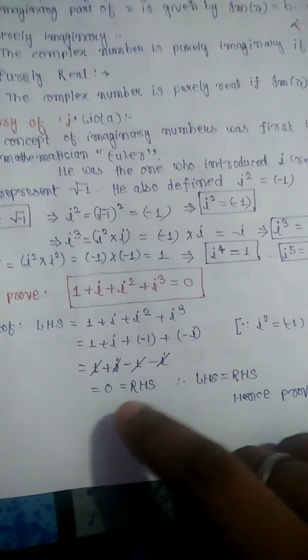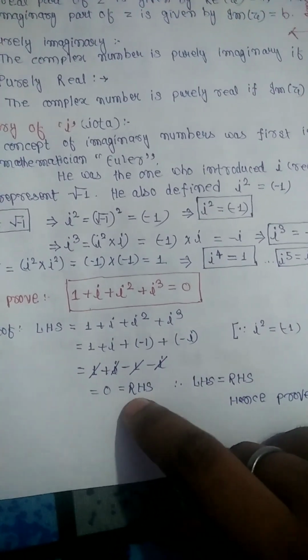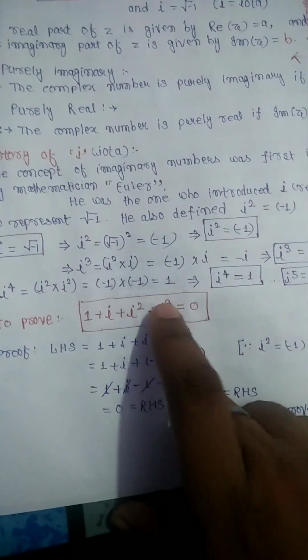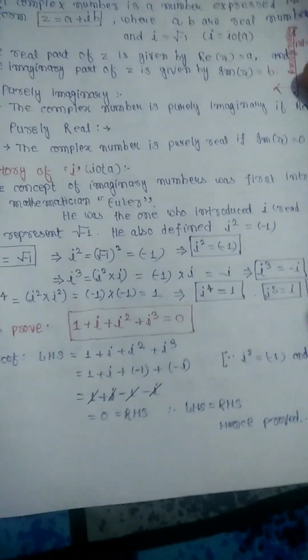Next is i minus i, which will be considered as 0. So here 0 is equal to RHS. Here LHS equals RHS. That is a very, very important concept. That is, 1 plus i plus i square plus i cube is going to be 0.